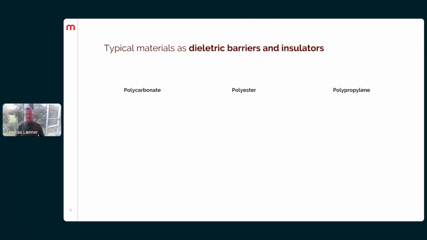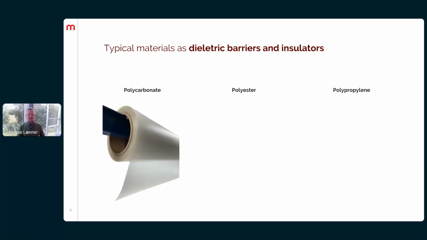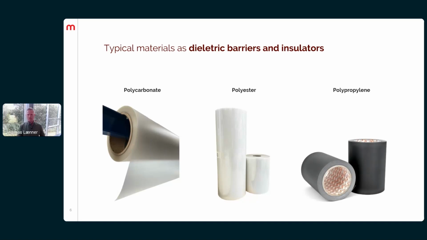So, let's have a look at the typical material used as a dielectric barrier and insulator. The materials we'll go through today are the most typically used materials by MikroPrint. But there are, of course, a lot of other materials also available. These are the three typical materials that we use in-house. First is the polycarbonate. The second one is a polyester. And the last one is polypropylene.